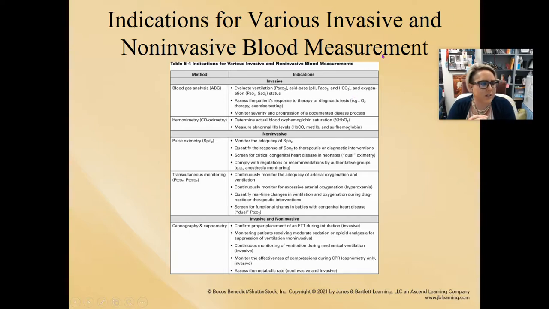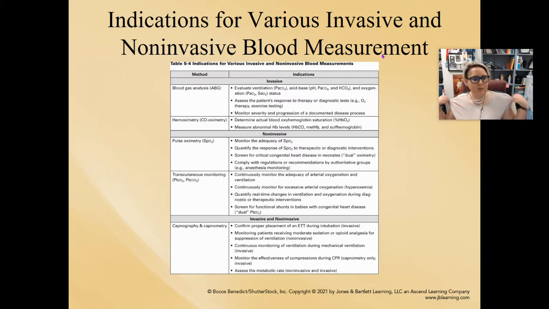Okay, indications for various invasive and non-invasive blood measurements. So ABG, we know that we are going to indicate that whenever we see it's invasive, because we want to evaluate their ventilation, their acid-base, their oxygenation status. We want to assess the patient's response to a therapy or diagnostic test. So even if they're doing O2 therapy, exercise testing, we want to monitor the severity and progression of documented disease processes. So that means even if they were on long-term therapy and we were treating them for anything.